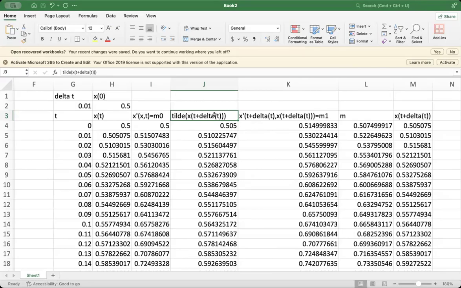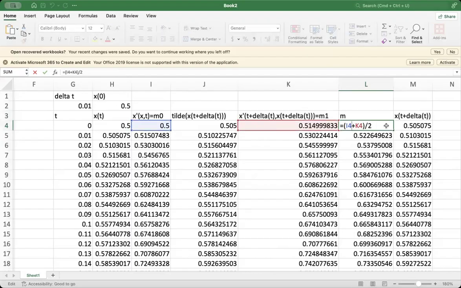And then the idea is that we want to compute the slope at the next time step, and that's what this is. So that's M1. M1 follows the Euler slope, and then you plug in the time step when you went one time step, and you plug in the x value, which we just computed over here, which we call tilde x, which is just x evaluated at the next time step. That gives us a new slope. And then m is just the average of those two slopes.